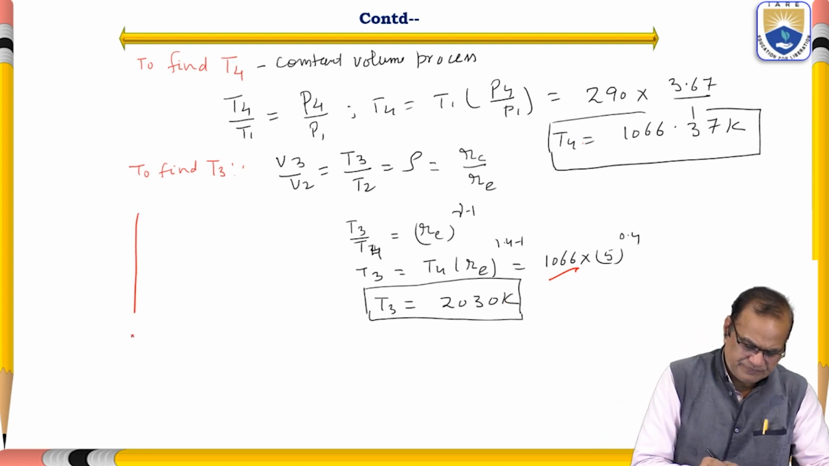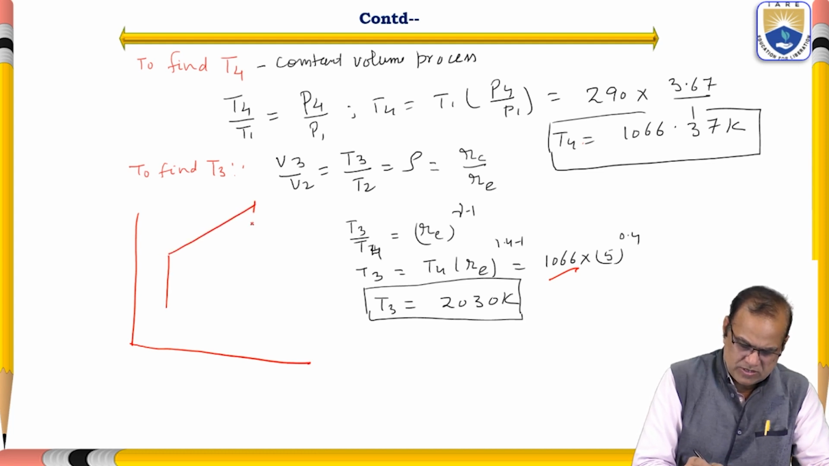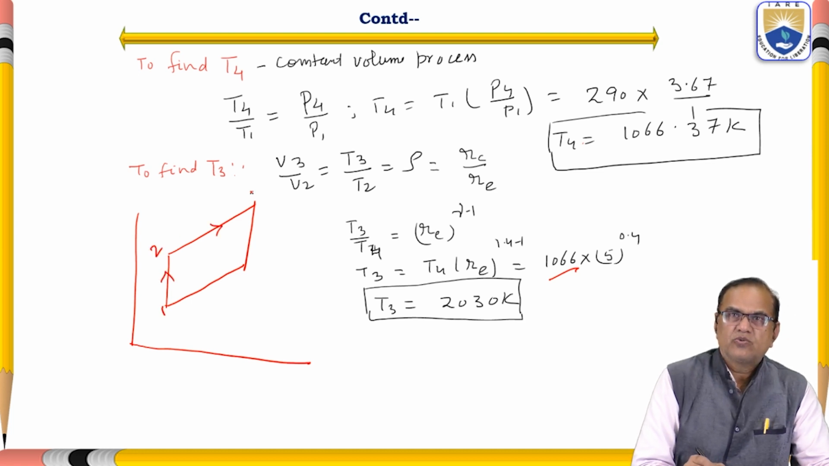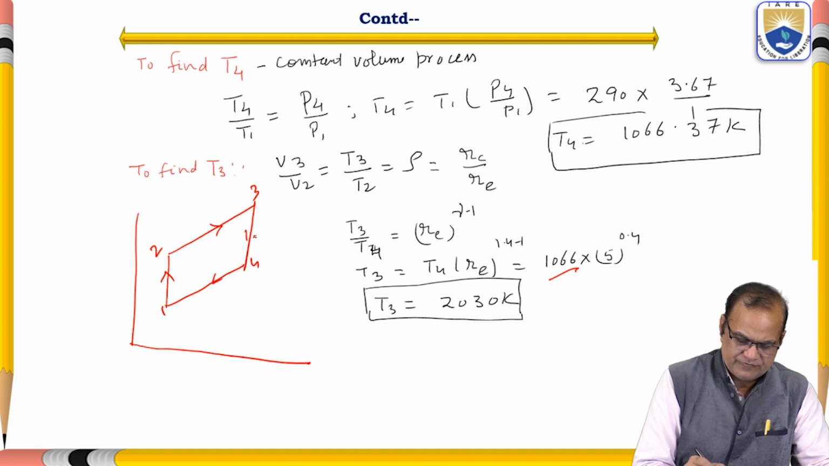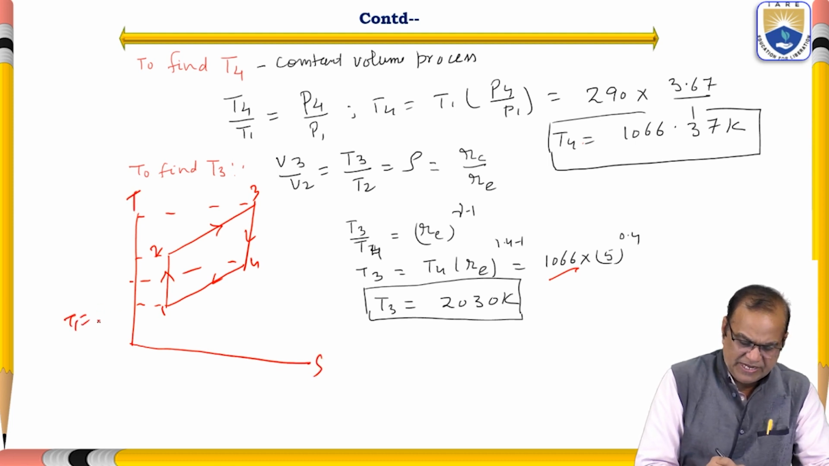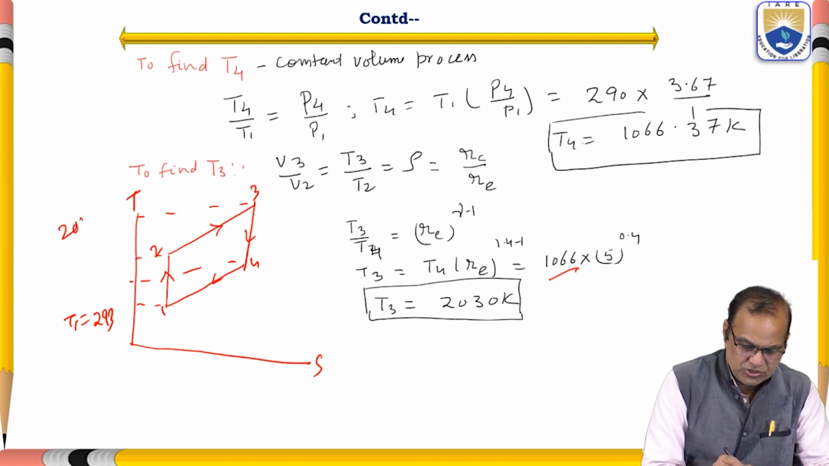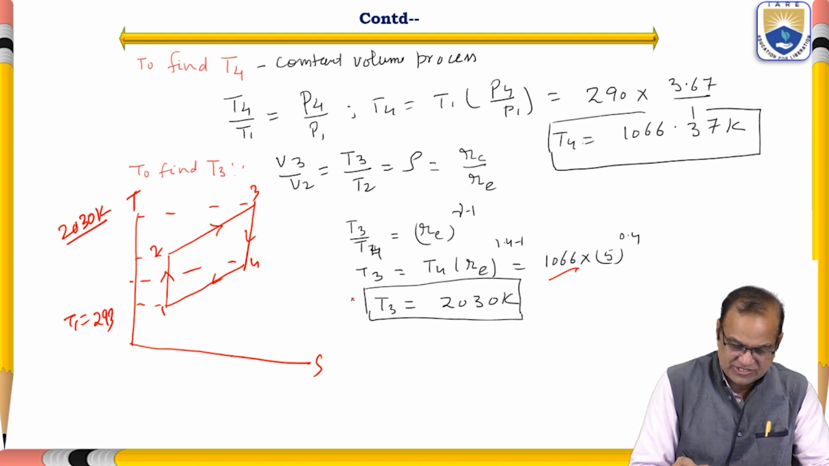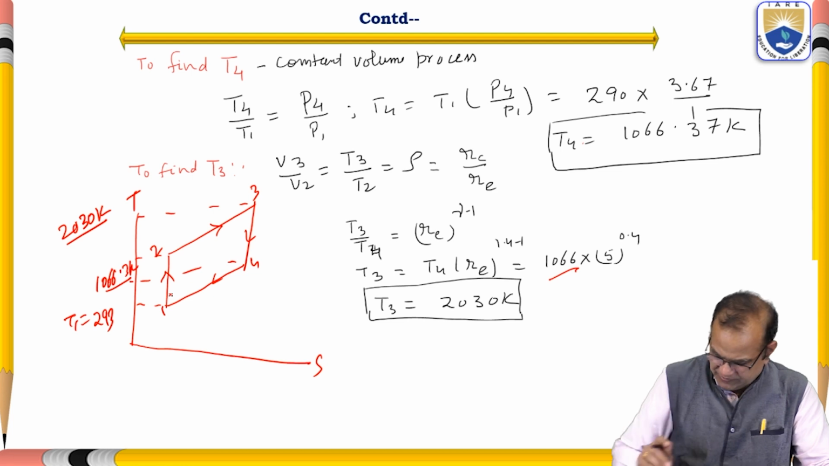So if we draw here, this is the 1 to 2, 2 to 3, 3 to 4, T1, T2, T1, this is a TS diagram. T1 is equal to 293, T3 is 2030 Kelvin. This is the highest temperature. Then T4 is 1066.3 Kelvin.